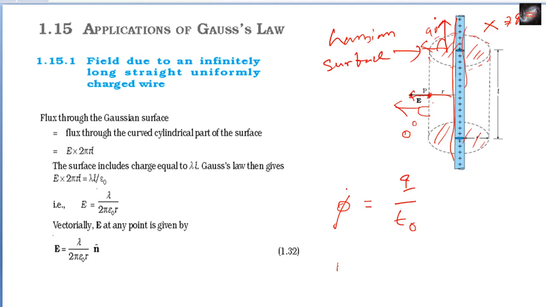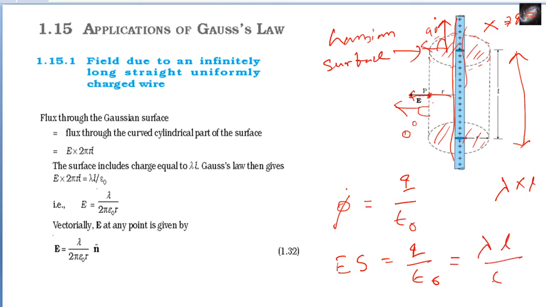Now flux phi is equal to E into S. This is equal to q by epsilon naught. Then how much amount of charge is distributed over this surface? Simply, lambda is the charge per unit length. Then the charge here is lambda into L, where L is the length. Here we consider the Gaussian surface whose length is L, so that is why the charge enclosed is lambda into L. So E into S is equal to lambda into L by epsilon naught.